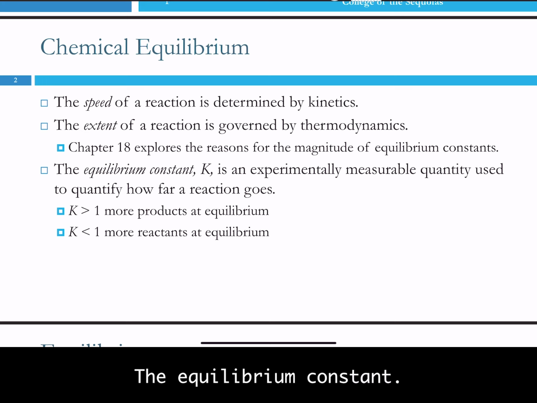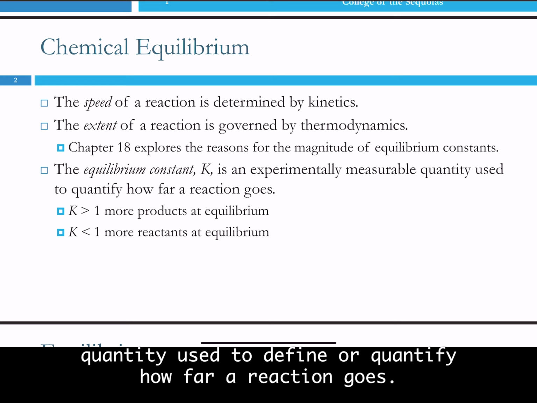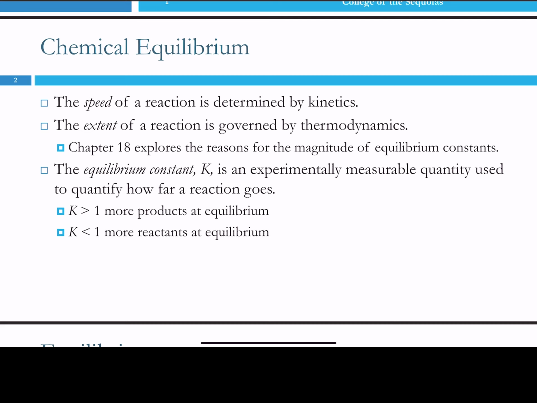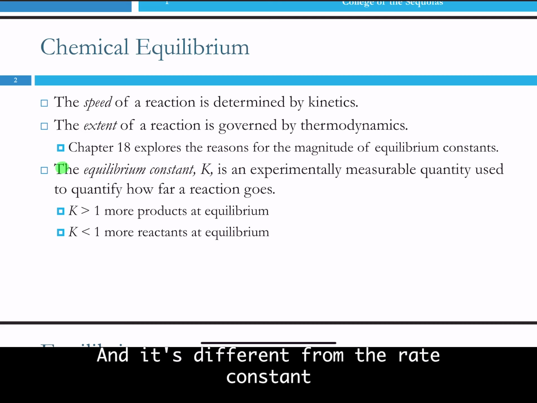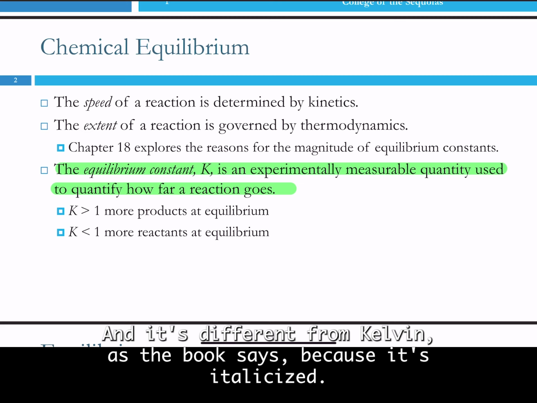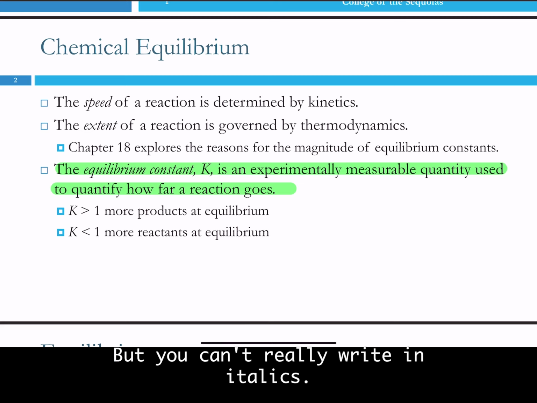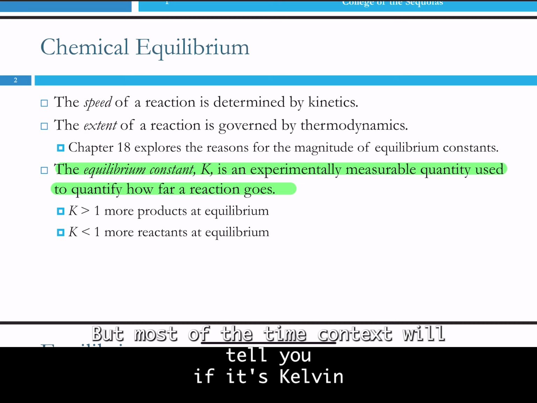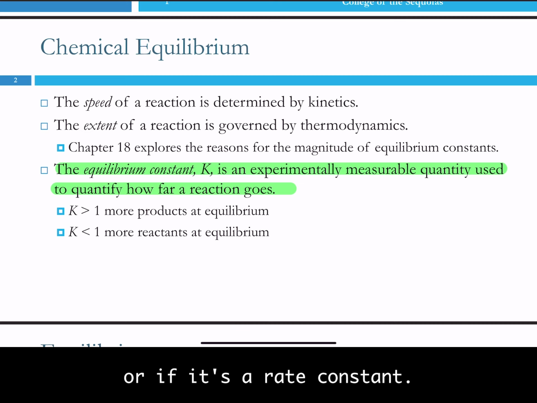The equilibrium constant is an experimentally measurable quantity used to define or quantify how far a reaction goes. It's different from the rate constant because it's a capital K; the rate constant is a lowercase k. And it's different from Kelvin because, as the book says, it's italicized. You can't really write in italics, but most of the time context will tell you if it's Kelvin or a rate constant.